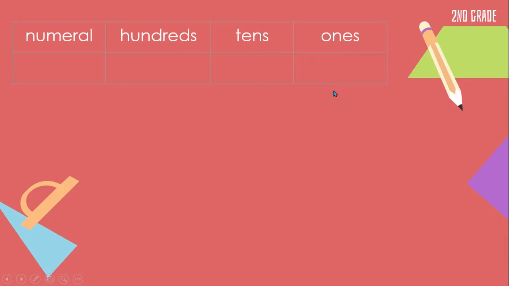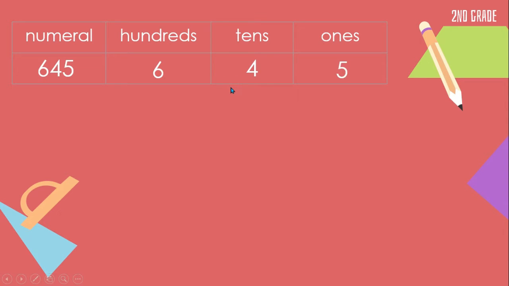So this is a place value chart. We have the numeral, place value for hundreds, tens, and ones. So for our numeral, this is 645. For the hundreds place value, we have 6. For the tens place value, we have 4. Very good. And for the ones place value, we have 5.